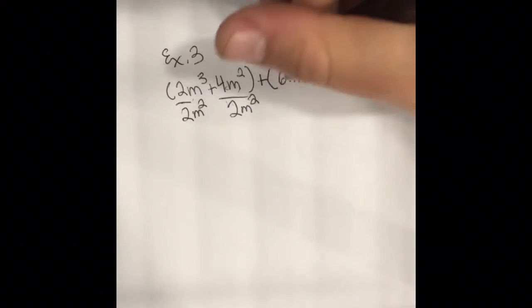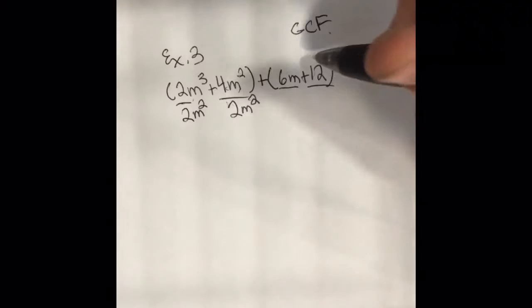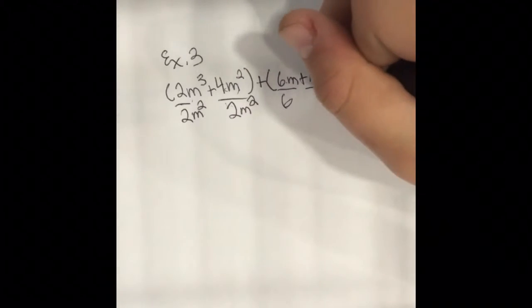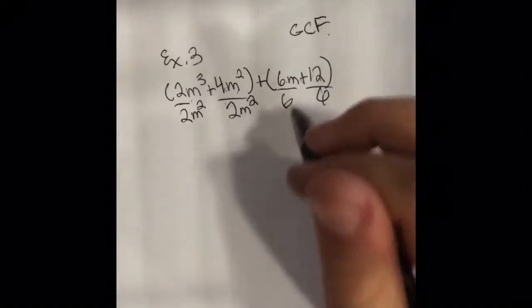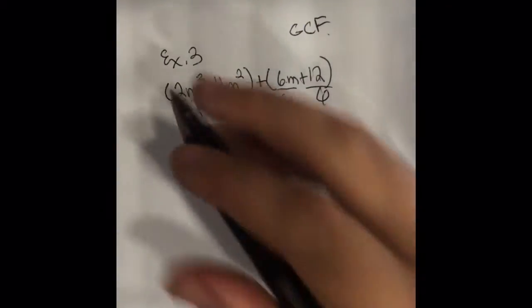And for our second portion, you would do the same. You'd have to find the largest number that would go into 6m and 12, which would just be 6. For step number 2, you just put the greatest common factor in front.